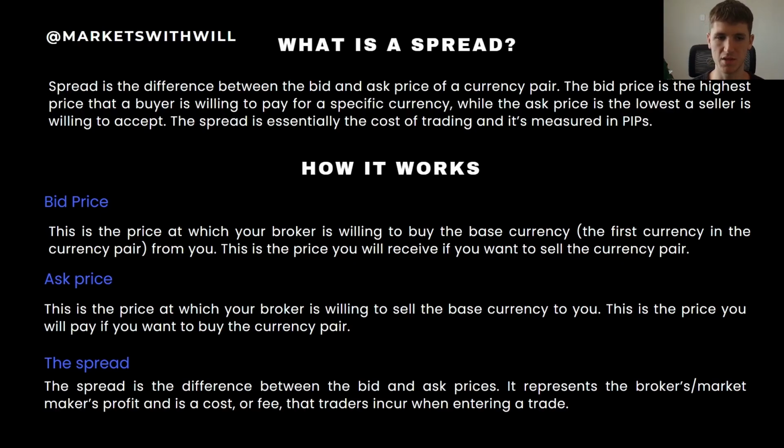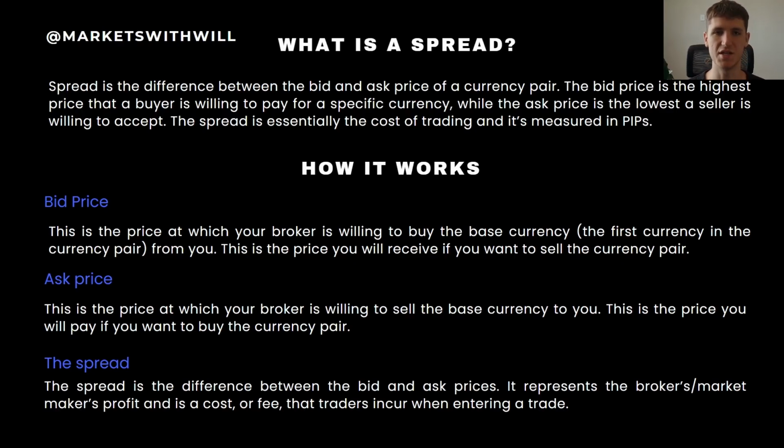So the bid is simply the price your broker is willing to buy the base currency, which is the first currency in the currency pair. So USD JPY, for example, the base currency is USD. The quote currency is JPY. This is the price you will receive if you want to sell the currency pair. And the ask price is the price at which your broker is willing to sell the base currency to you. This is the price you will pay if you want to buy the currency pair.